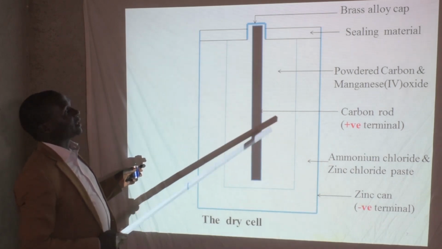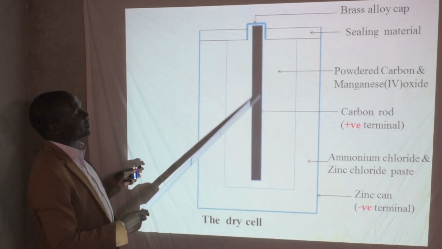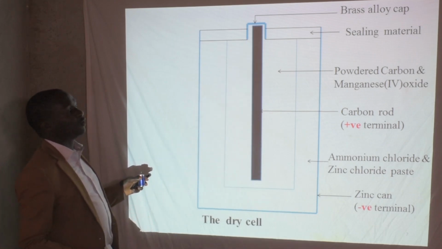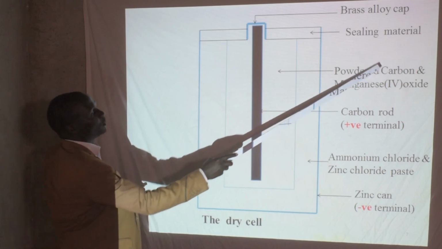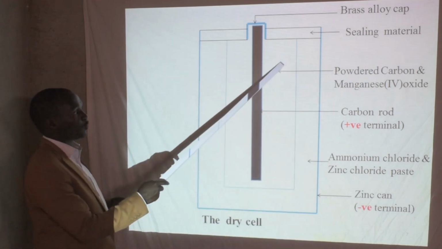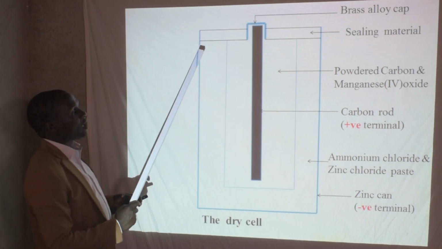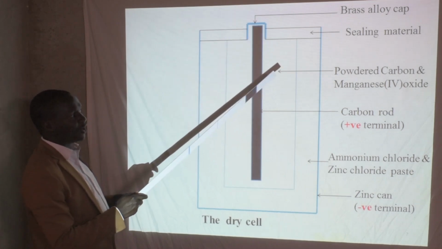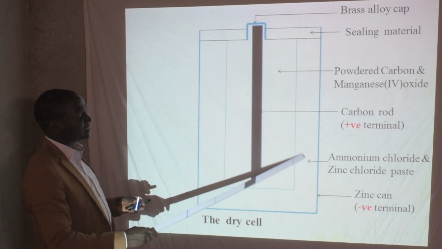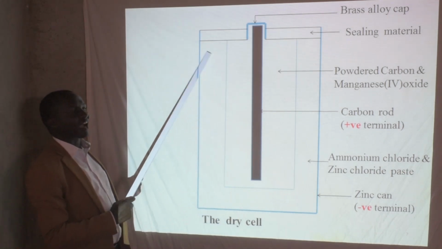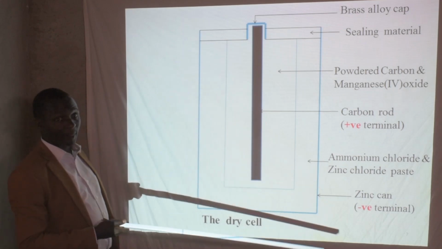Another one we have here is the carbon rod, which is black, so you cannot confuse that. Then we have the powdered carbon and manganese oxide. You cannot confuse that either because I have told you this is a black substance. Then, if you are very careful, you will see a thin layer here. This thin layer is something like a colorless solid. It's like a jelly.